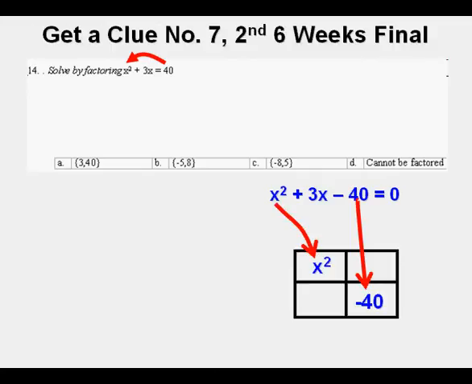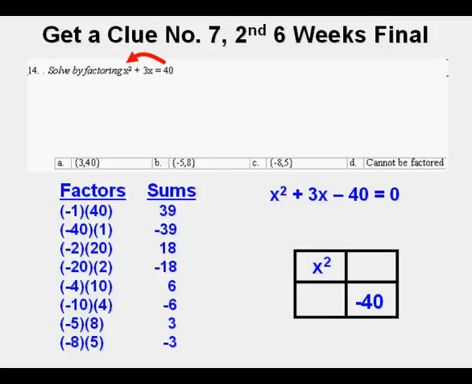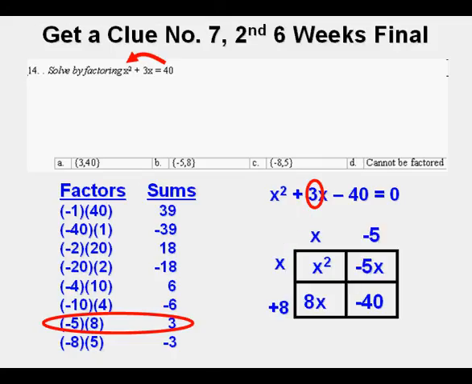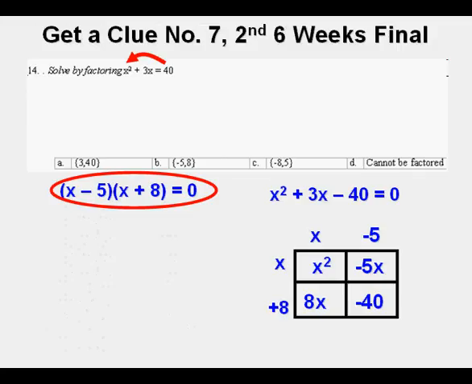Then we put them in the box here, x squared in the upper left and negative 40 in the lower right. And then we list the factors of negative 40 and their sums next to them. Here are the factors of negative 40 that match the sum of 3. So we write in the factors on the top and side, then multiply them out. And here, combining like terms, we have 3x, just like our original trinomial to factor. And here's the equation in factored form.